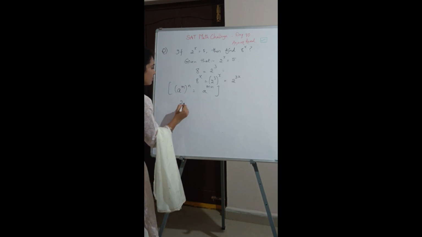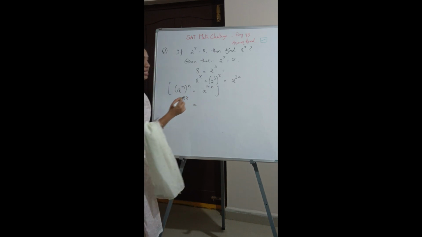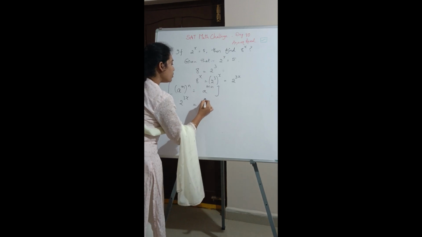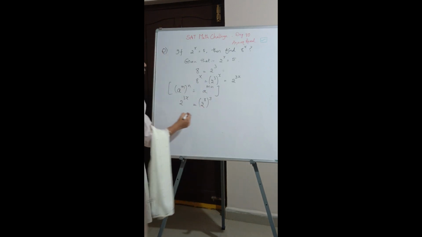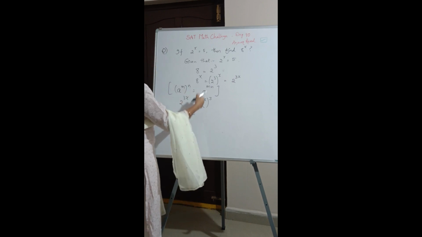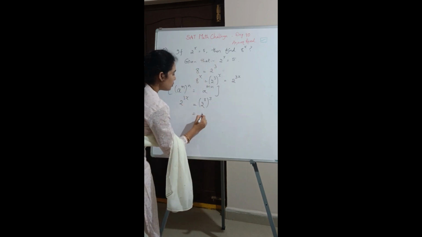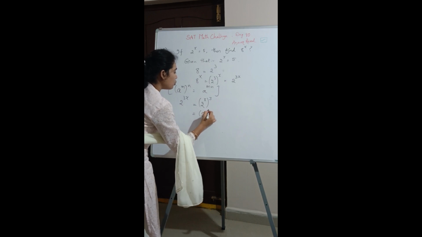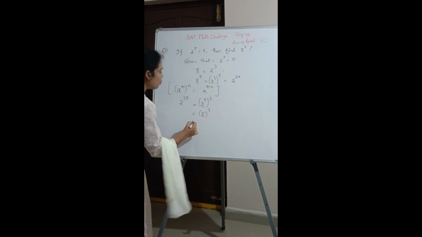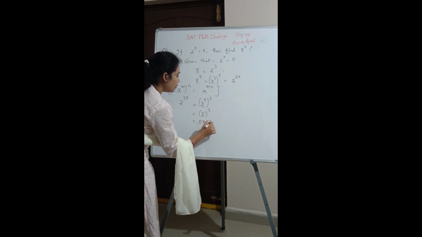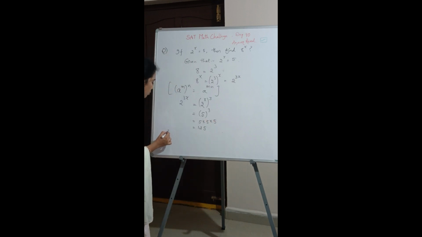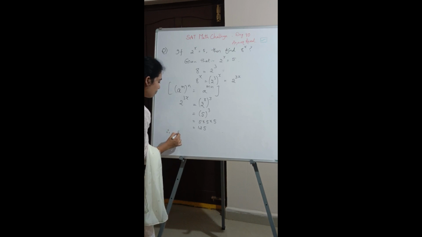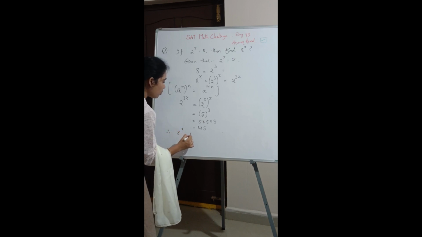Now, just observe this small trick. What I am doing is writing 2 power 3x as 2 power x whole power 3. We already know that 2 power x is equal to 5, so substitute here. Now it is 5 cube. 5 cube means 5 into 5 into 5, that is 125. So therefore, 8 power x is equal to 125, and that is the answer.